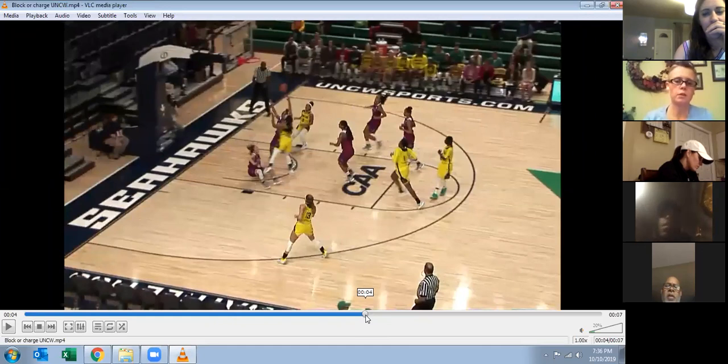So let me think. This play, in my opinion, if I would have called anything, I would have called a block.